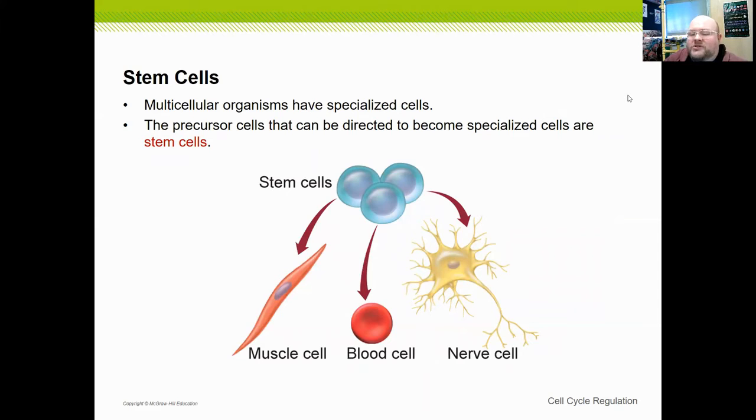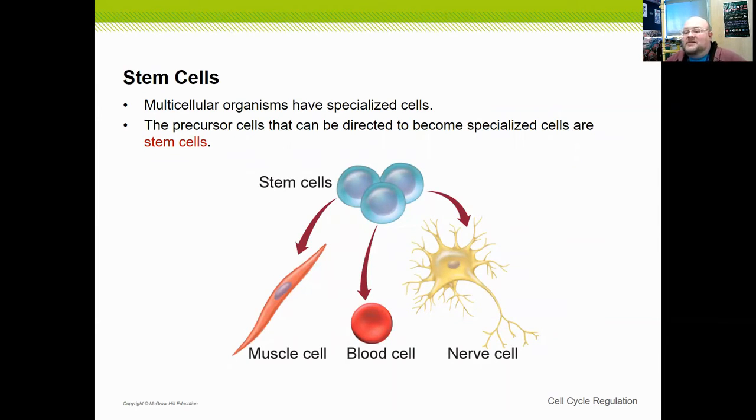Now, in our body, we have what's called stem cells. Multicellular organisms have these very specialized cells, like brain cells, muscle cells, nerve cells, blood cells. All these cells are very specialized and specific for a very specific function. Like a bone cell does not look like a muscle cell, and a nerve cell does not look like a blood cell, and so on and so forth.